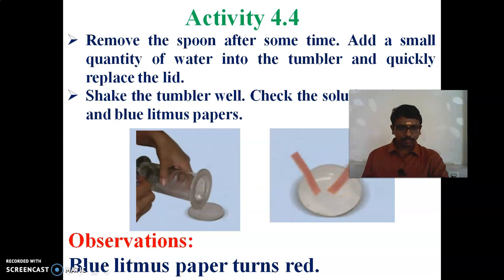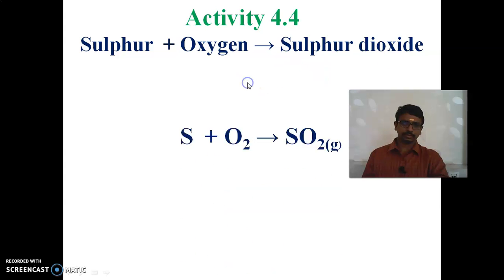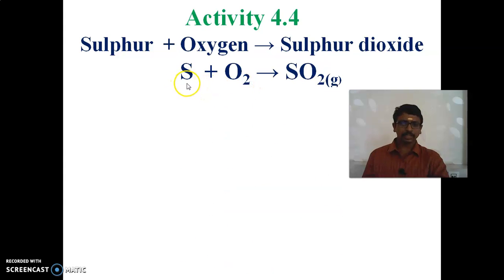Here the blue litmus paper turns red. So what can we conclude? This is the equation. Sulfur reacts with oxygen. It forms sulfur dioxide. The equation is S plus O2 gives SO2. Sulfur dioxide is in gaseous state.